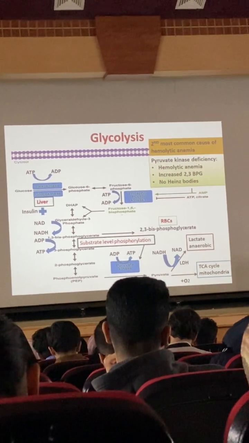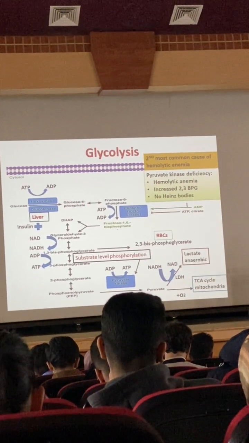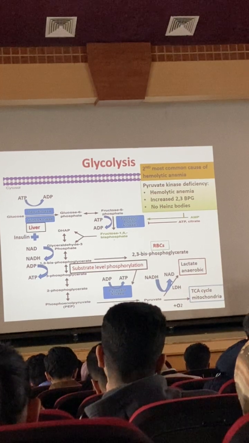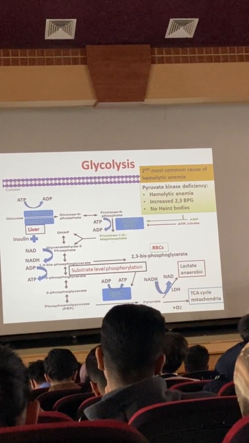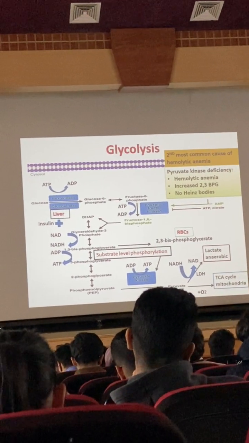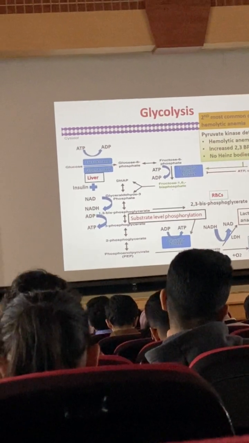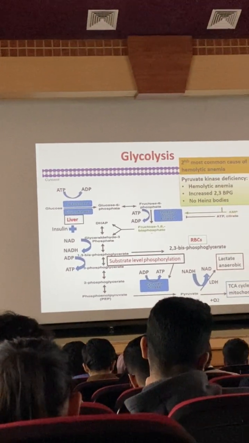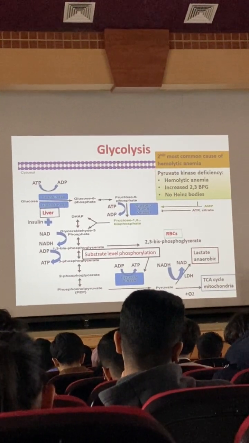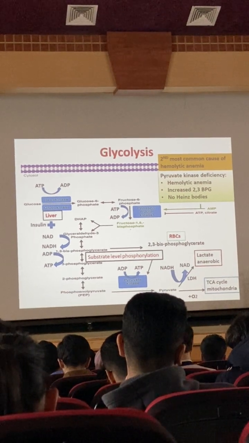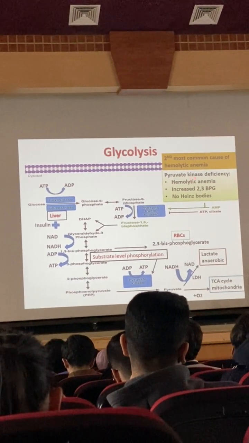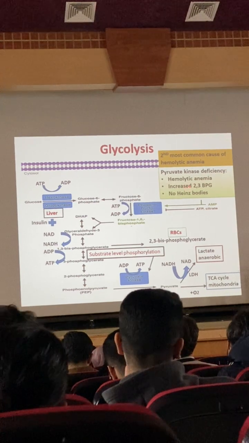Of course, this represents the pyruvate kinase deficiency: we don't have Heinz bodies. This is an important point. Again, Heinz bodies mean G6PD deficiency. If you don't see Heinz bodies, most likely it is a pyruvate kinase deficiency. Okay? So this will be discussed later on. With hemolytic anemia, there is increased 2,3-BPG.